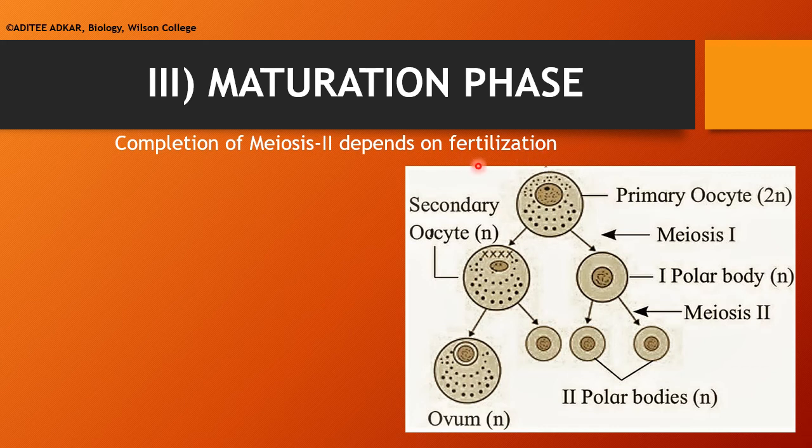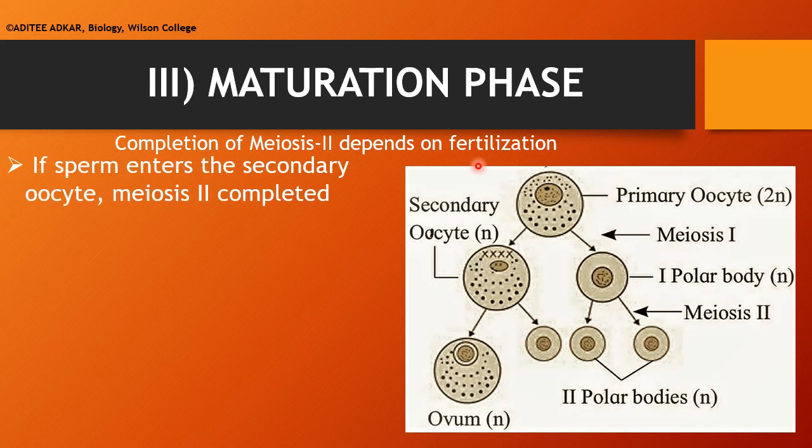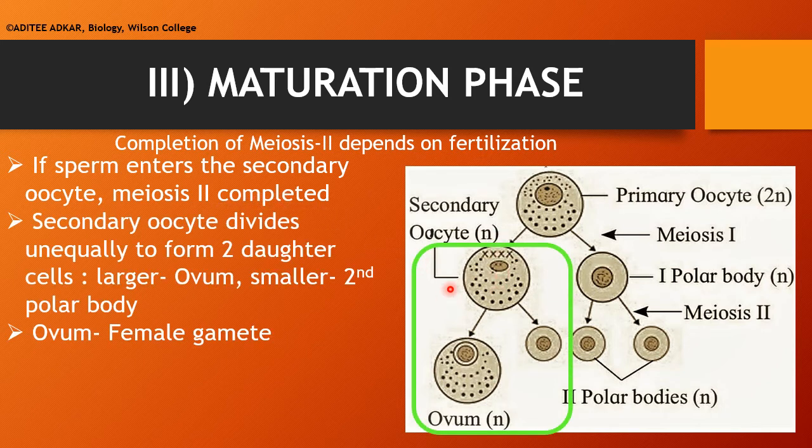If the sperm enters the secondary oocyte, then meiosis 2 is completed. In this case, the secondary oocyte will divide unequally to form two haploid cells. The larger cell is the ovum or the female gamete, and the other smaller cell is the second polar body. Thus, with the formation of the ovum or the female gamete, the process of oogenesis is completed.